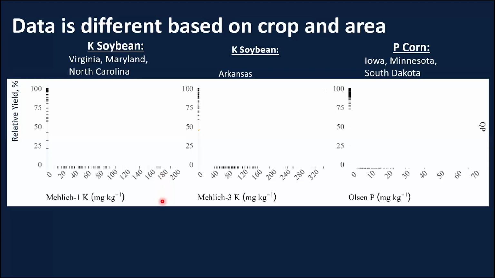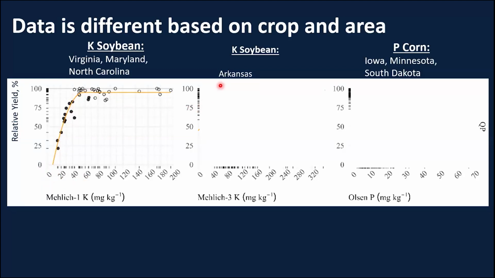This also varies depending on what crop you are growing and what soil test you're using. That last data I showed you was the Olsen phosphorus test. We're going to look at some different ones across the country now. This is the potassium test with soybean in Virginia, Maryland, and North Carolina. We have a relative yield here, and this is Malick 1 K as the extractant. We see this curve right here is a pretty sharp curve. We see it increase a lot and then level off.